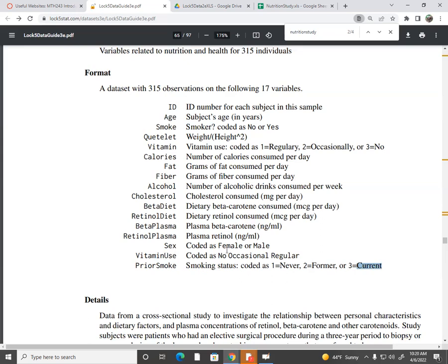Vitamin use, occasional, no, regular. Categorical or quantitative? Categorical, yeah, they're just putting people in a category. Do you take vitamins or not? Yeah, sometimes, all the time. No, I don't take vitamins.